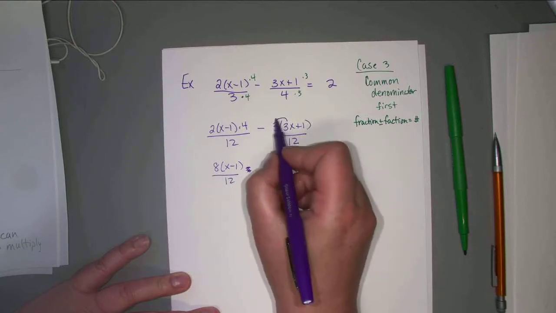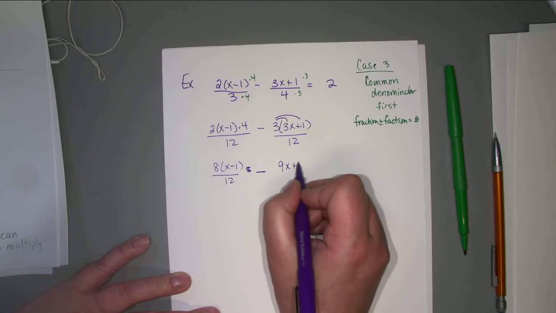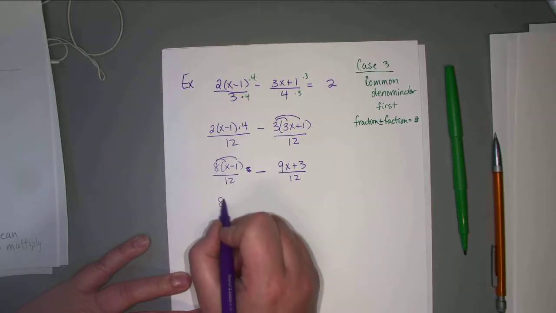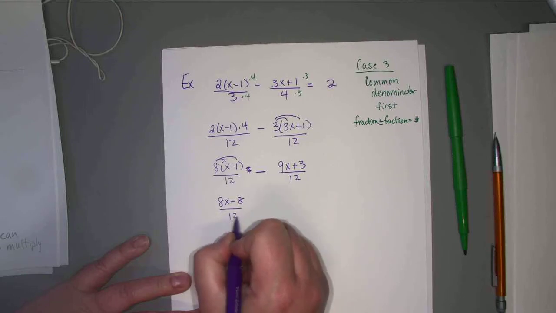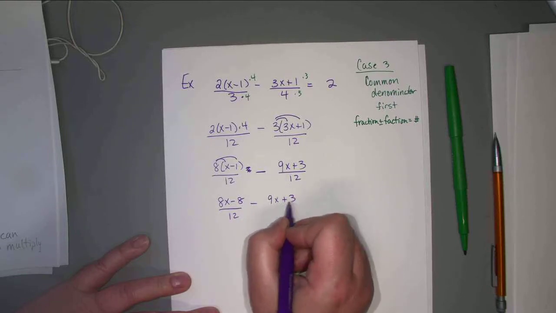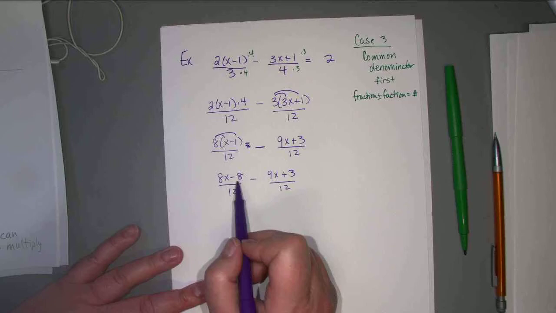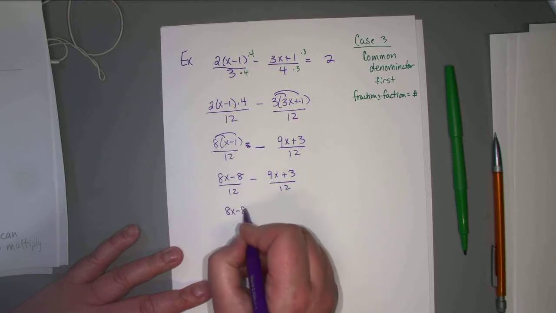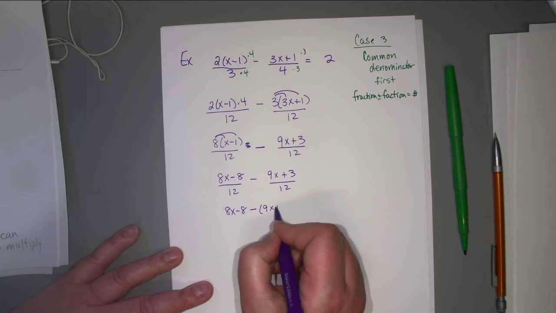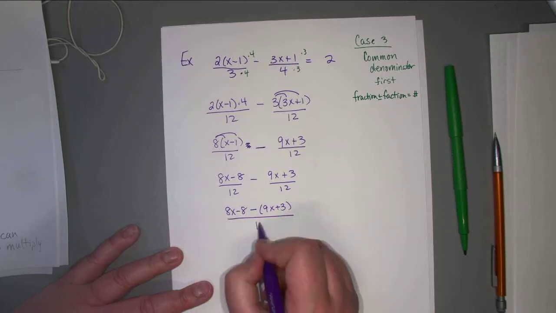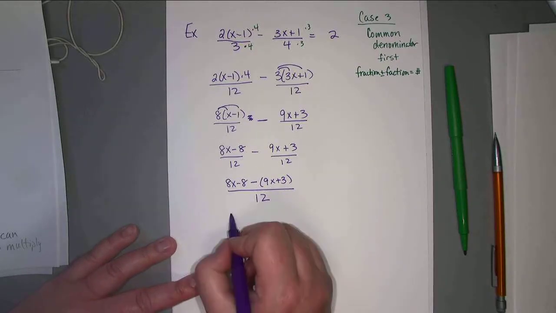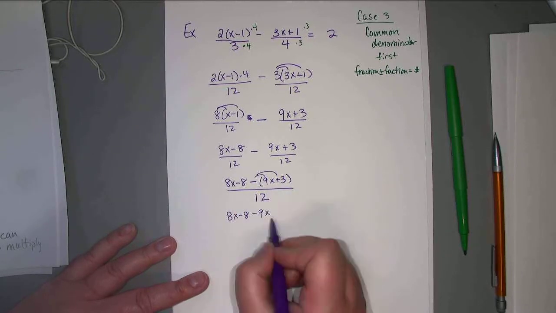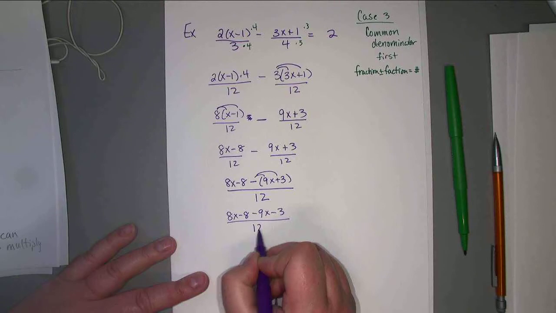We can multiply that 3 in. 9x plus 3 over 12. Multiply this 8 in. Now be careful when you subtract fractions. We want to subtract this whole thing. So when we write this out, this will be minus 9x plus 3. So 8x minus 8 minus 9x minus 3. That's what most people forget, is that minus sign.